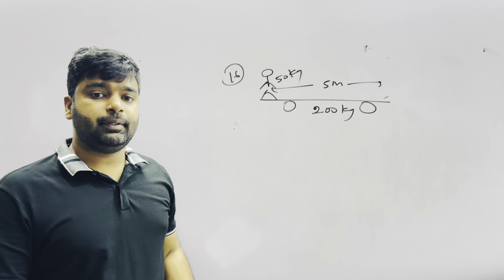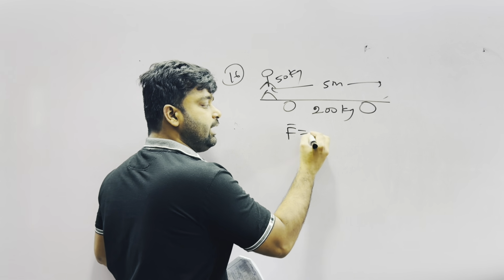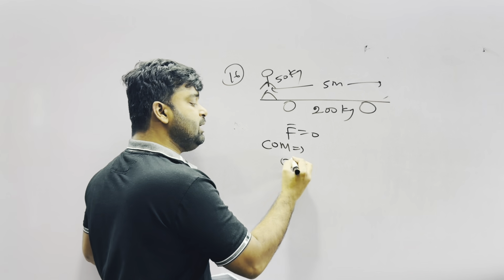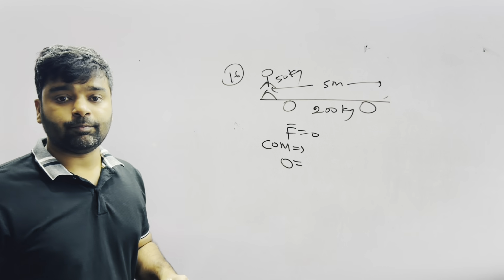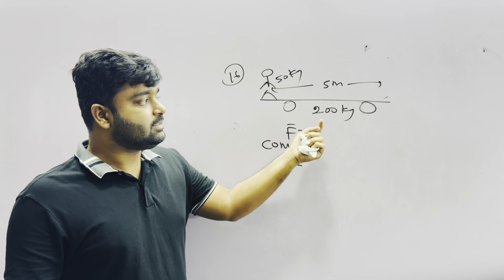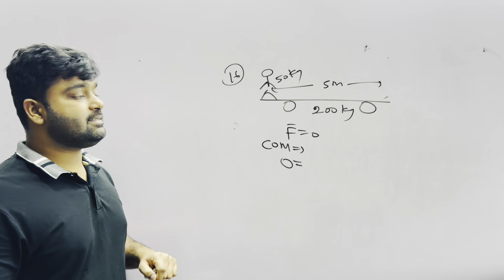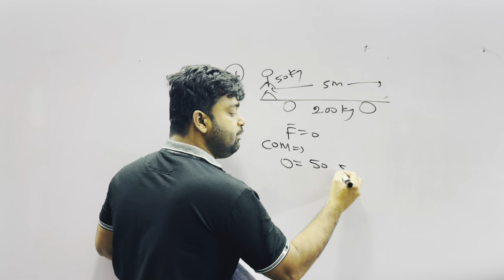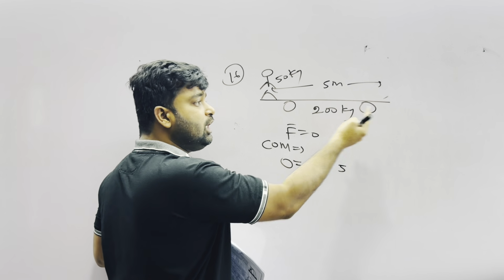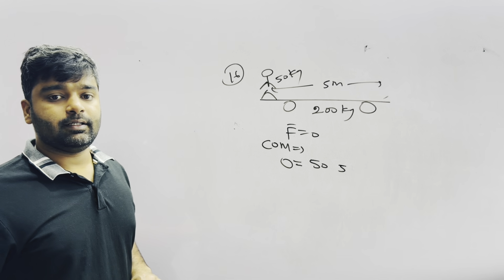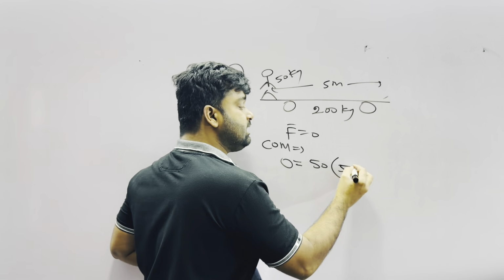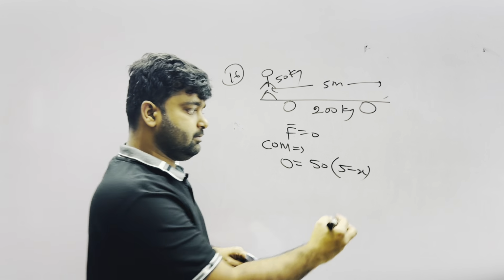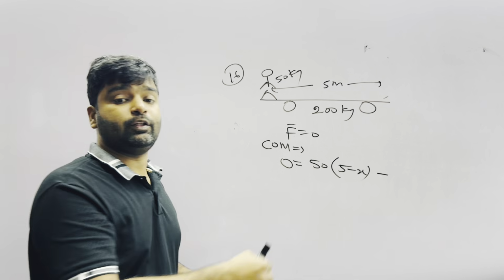You can do it from the fundamentals also. There is no net force acting on the system. Therefore, we can apply conservation of momentum also. Initial momentum is 0, therefore final momentum should also be 0. Let's take the distance traveled by the trolley in the opposite direction as x. Therefore, when the man moves a distance 5 meter relative to the trolley, the trolley moves a distance of x backward. Therefore, the distance traveled by the man relative to earth is 5 minus x. We are putting minus because the trolley is moving in the opposite direction.